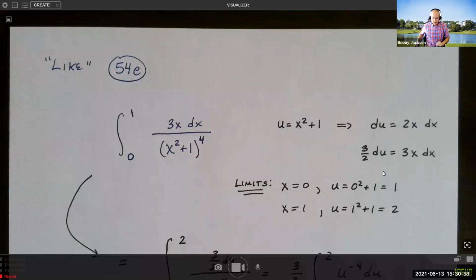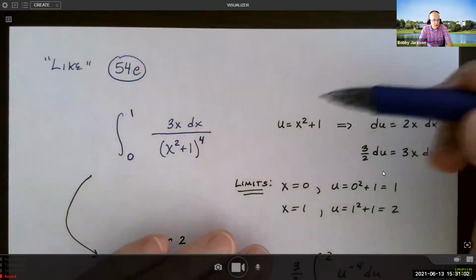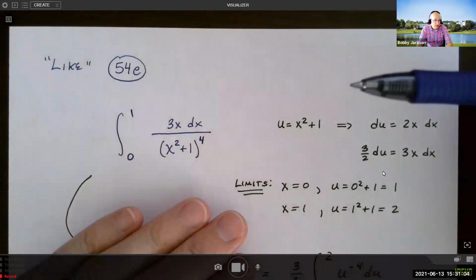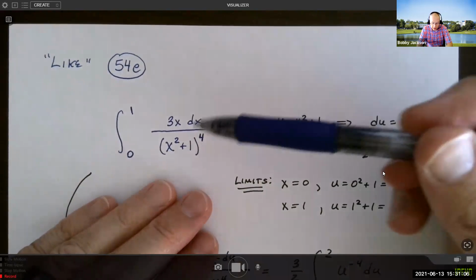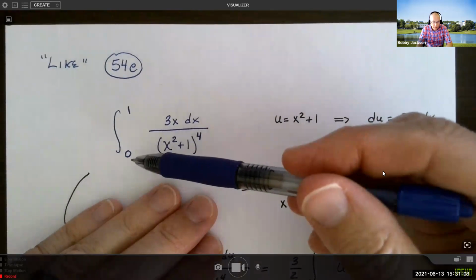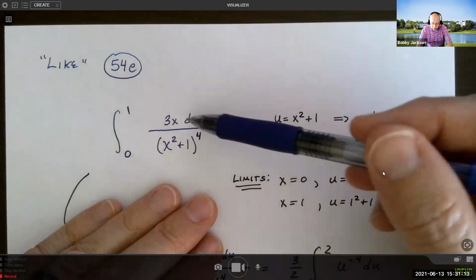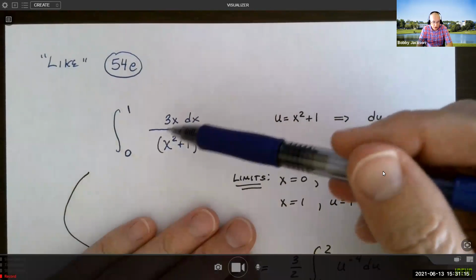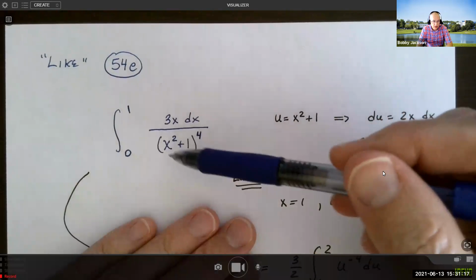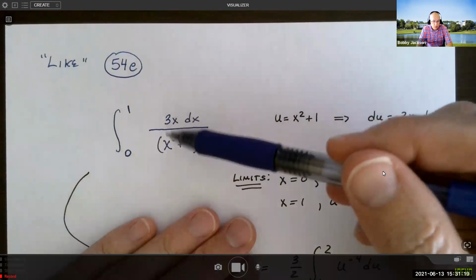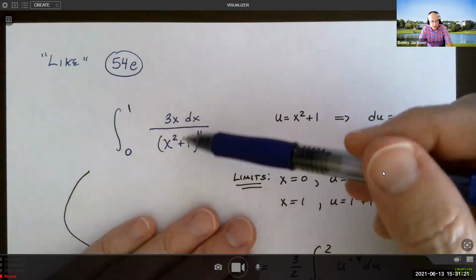So let's try one like 54e. This is a definite integral where we're going to use change of variable, which is substitution for definite integrals, basically. So we're looking at the integral from 0 to 1 of this function here. Now, if you could automatically know what the antiderivative of this expression is, that's pretty good. But a lot of times that's not the case.